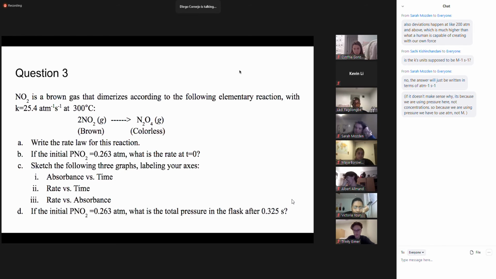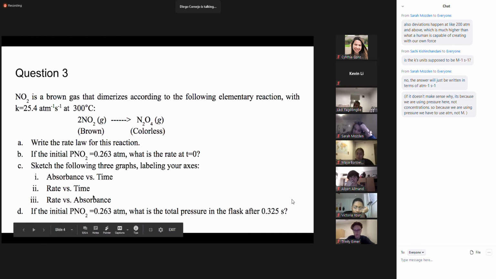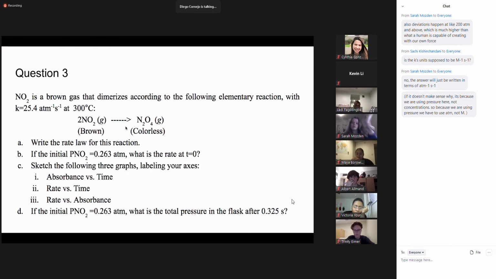I have a question. Should it be a negative rate? It will not be a negative rate, no. Because isn't NO2 decreasing? So wouldn't that make it negative since it's going down? Yes, but we always call rates positive. Okay.